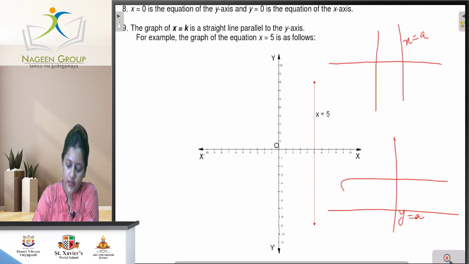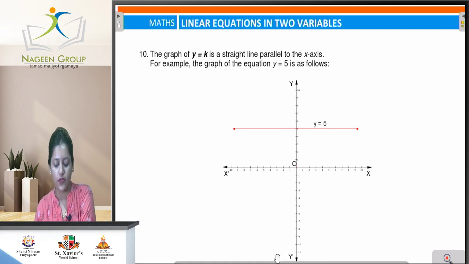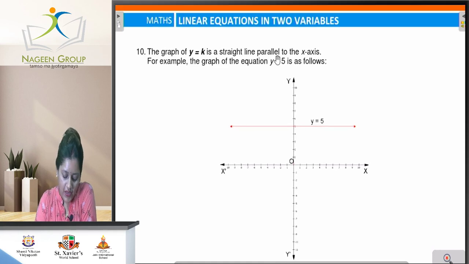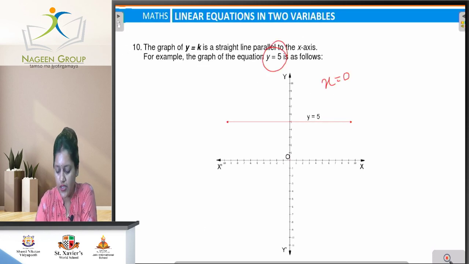After that, 10th, the graph of y = k is a straight line parallel to the x-axis. For example, y = 5. If the value of y is given, then the x is 0. Here the x is 0.